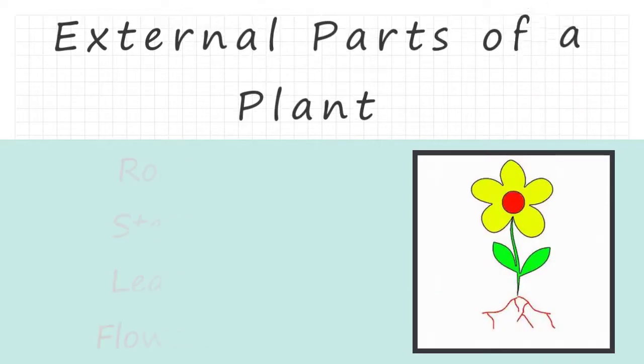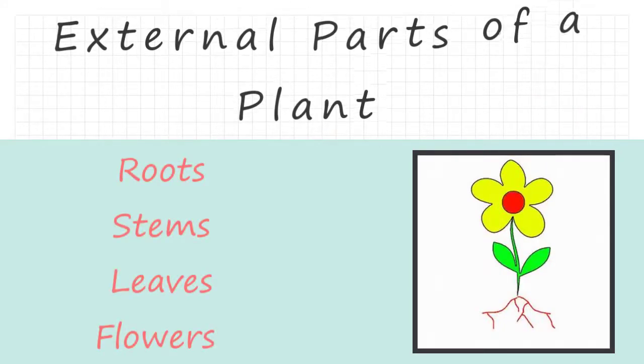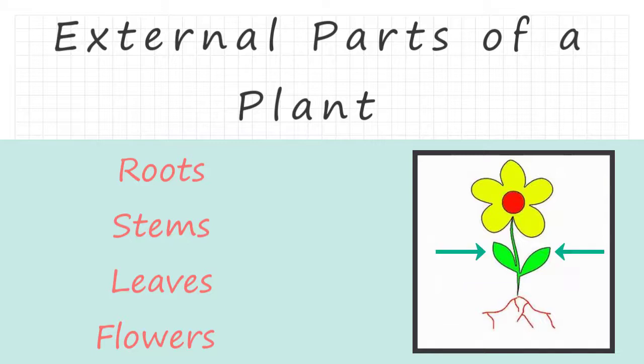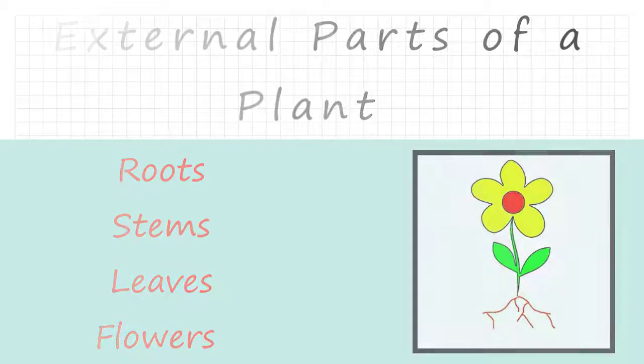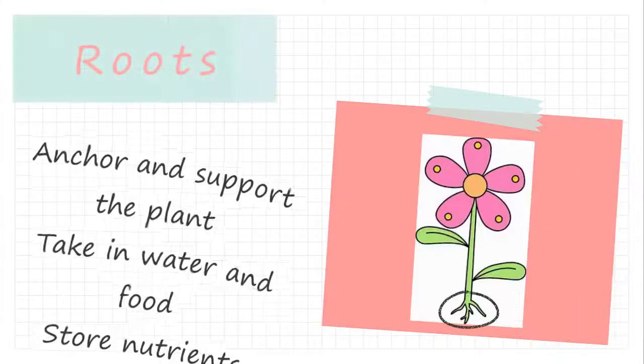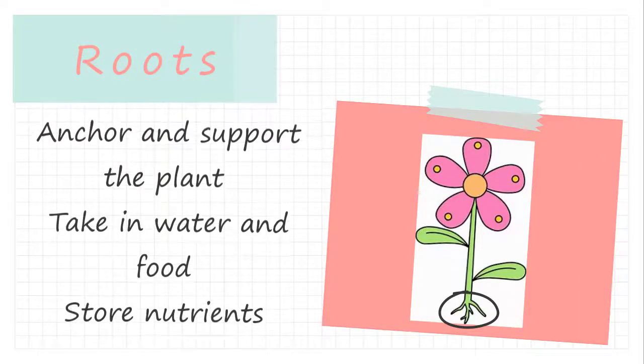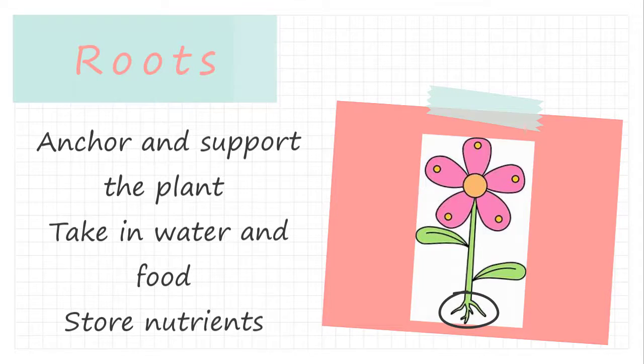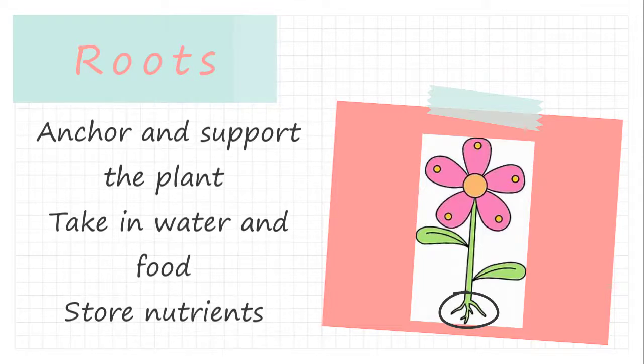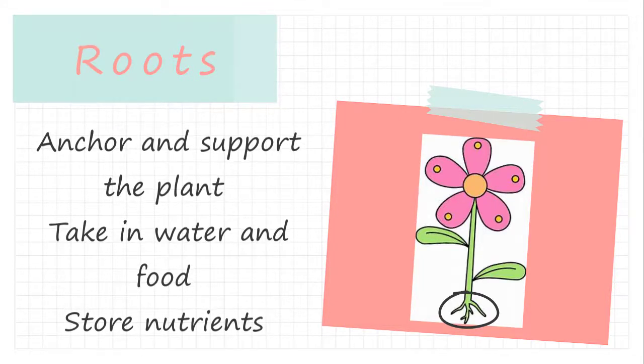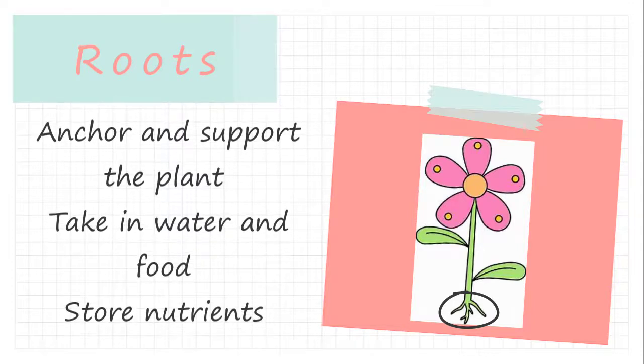First, let's talk about the external parts of a plant. In total, there are 4 parts: the roots, the stem, the leaves, and flower. To begin, the root is an external part of a plant that is in the ground. Its functions include anchoring and supporting the plant, taking in food and water, and storing food.